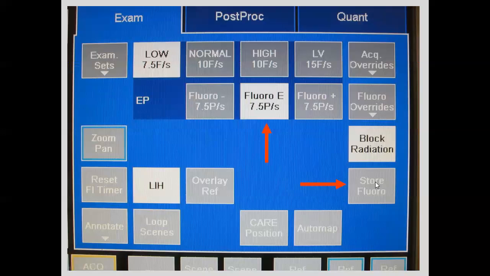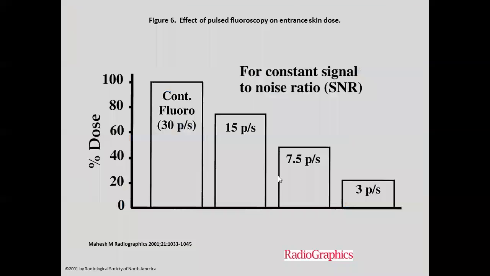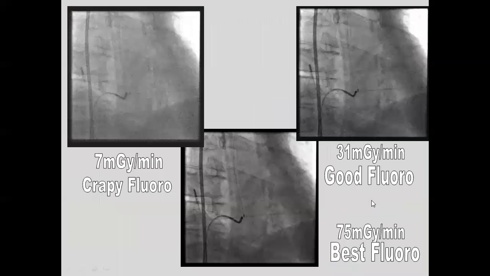And the store fluoro button is your friend. Always know where your store fluoro is, which room 3, once again, at the VA doesn't have, so it's not even an option for us. This is your dose reduction as you change your pulse rates. So you can see there's a big drop every time you halve your rate, which is what you would expect.